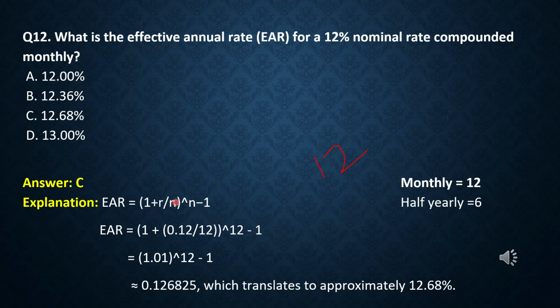Here r is 12%, so 12 divided by 100 equals 0.12. n means how often it is compounded. Here it is compounded monthly, so for monthly we have to take 12. If it is half yearly, 6. Like this we have to take. So 0.12 divided by 12, whole to the power of 12, minus 1. So total equals 0.1268. If we translate into percentage, it becomes 12.68 percent.